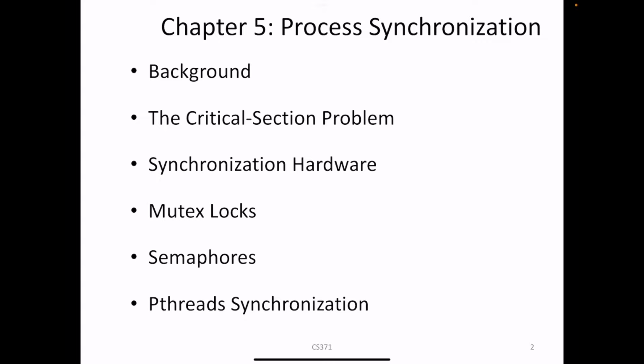Particularly in this chapter, first we will talk about the background of synchronization, so why we need to use synchronization. Then we will discuss the critical section problem. Next, we will talk about the hardware designed for synchronization, and based on that hardware, how the operating system provides different mechanisms to support synchronization, basically mutex locks and semaphores. At last, in Linux C programming, with the help of the pthreads library, how can we achieve synchronization there as a case study?